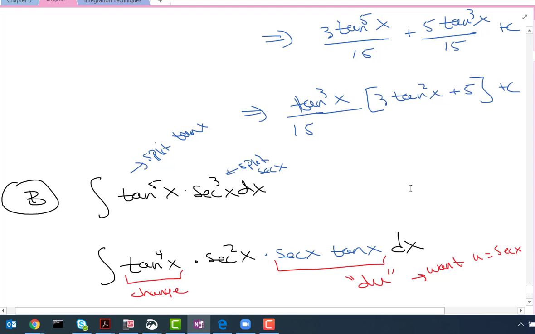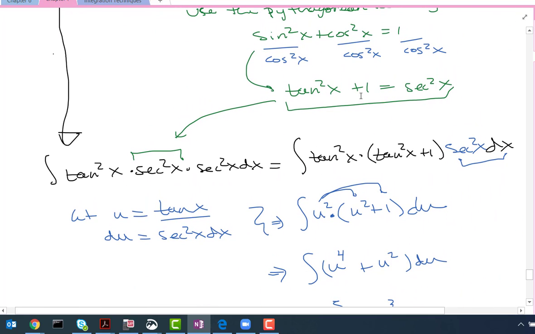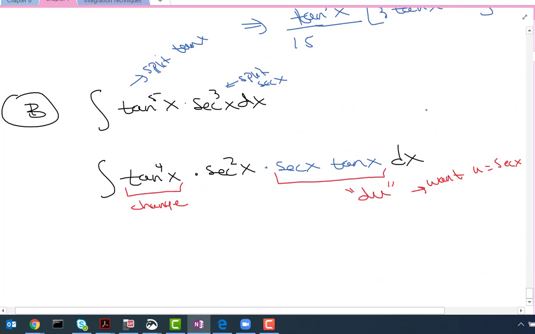And we're going to use the same identity that we used up here. Tangent squared will be equal to secant squared minus 1. So I can use this identity for tangent. So tangent square x is secant square x minus 1. I subtract 1 from both sides. So change using tangent square x equals secant square x minus 1.